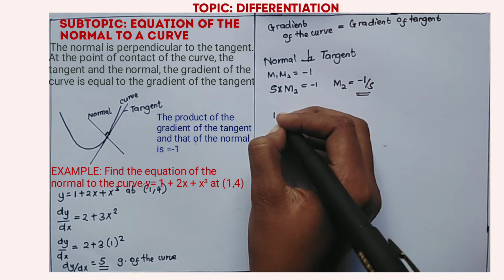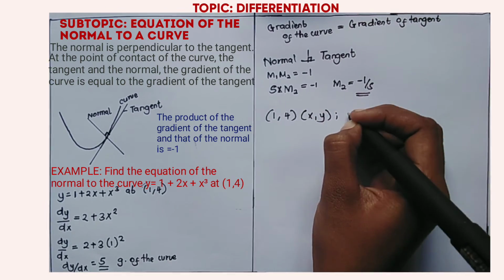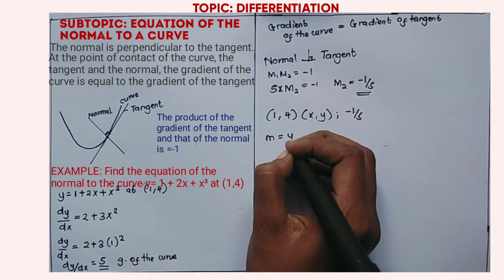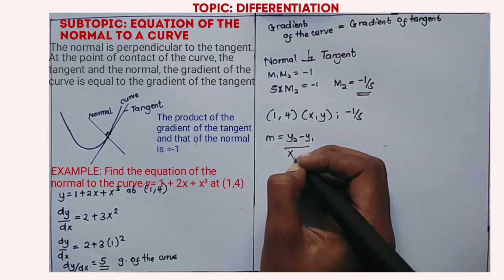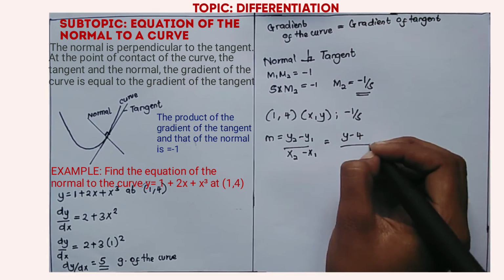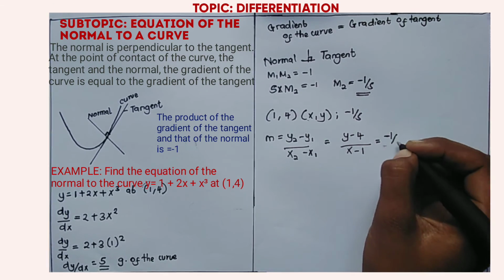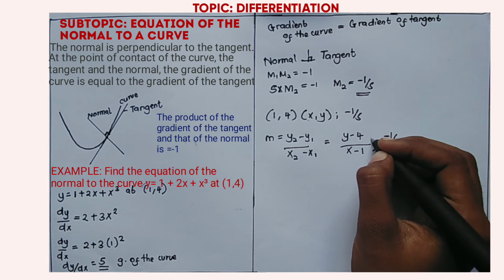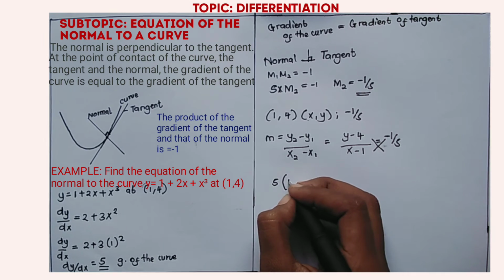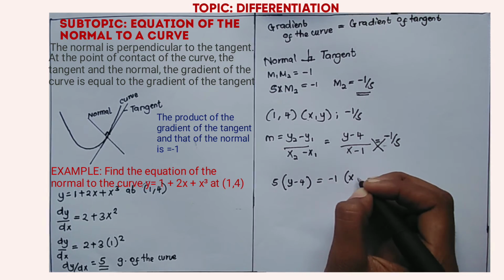And I have the point (1, 4). I pick any random point (x, y), and I have my gradient, which is -1 over 5. I use the formula m equals y2 minus y1 all over x2 minus x1. So y minus 4 divided by x minus 1 is equal to -1 over 5. I cross multiply and get 5 into brackets y minus 4 is equal to -1 into brackets x minus 1.